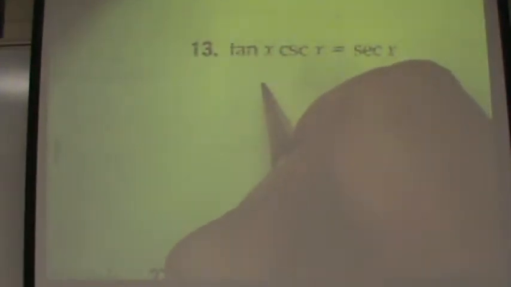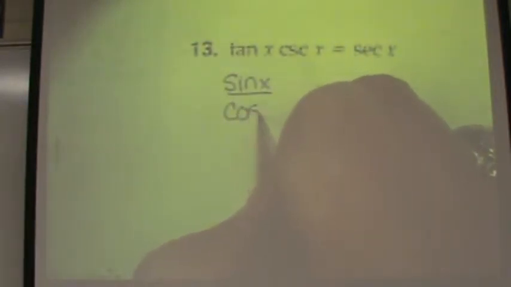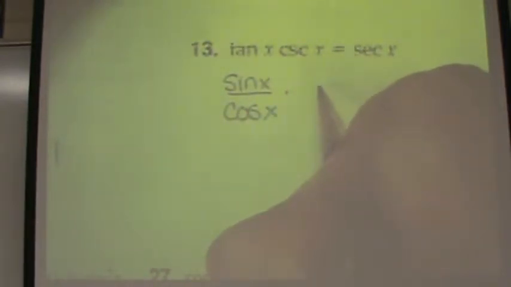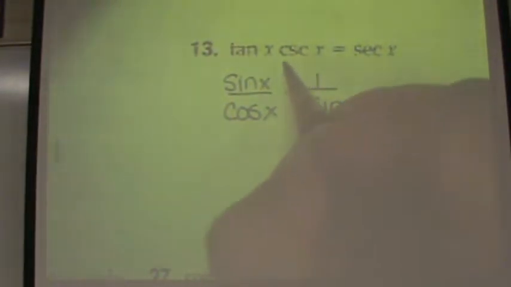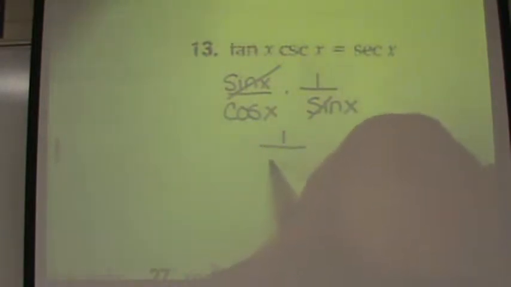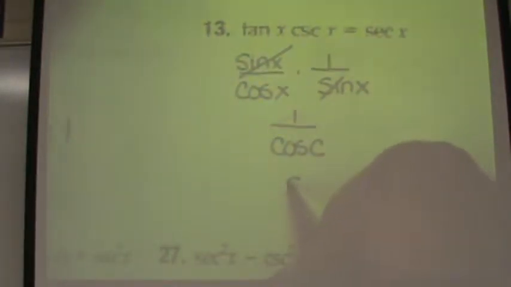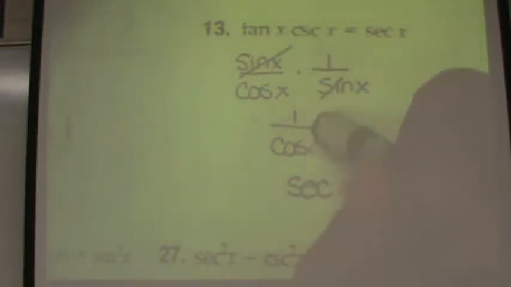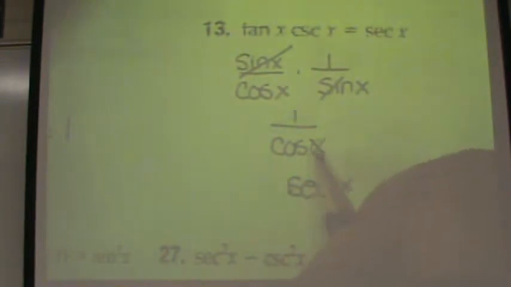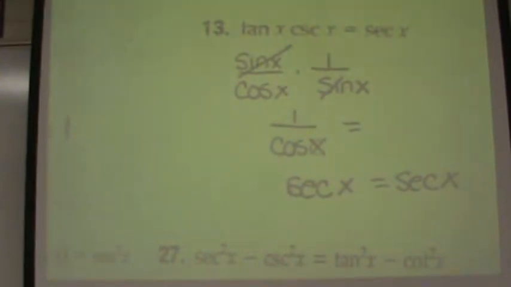What's another name for tangent? What's another name for secant? What happens to the sines? You have 1 over cosine. What's another name for 1 over cosine? Why did I put a C? You will notice that the more of these you do, you'll get better and better and better at it.